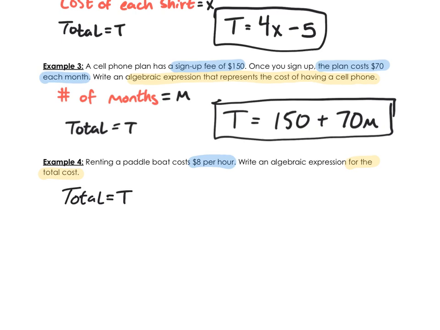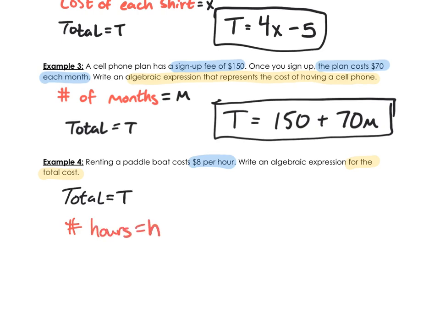But what are we missing? The total's not what we're missing. That's what we're looking for. Yeah, what do we not know? No, we know the cost per hour because renting it is $8. What is the thing we're missing from our scenario? How many hours? Yeah, absolutely. The time. We don't know the number of hours, okay?